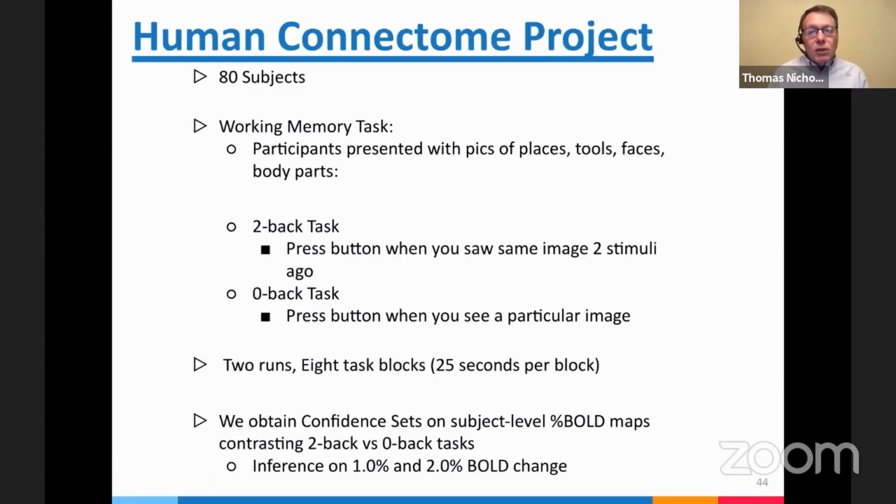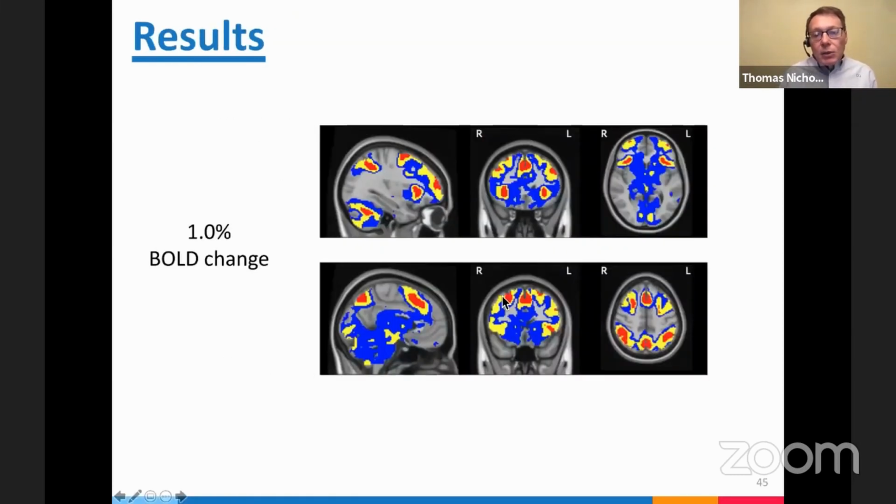We then put this to work on Human Connectome Project data, from a working memory task where you have a 2-back task, where you have to remember what was presented 2 items back, contrasted to a 0-back where you just press whenever you see an X or given stimulus. We look at the regions where we can be confident that there is a 1% BOLD signal change or a 2% BOLD signal change. In each of these yellow sets are the areas where we are confident there's at least a 1% signal change. We get the expected parietal regions and the posterior cingulate.